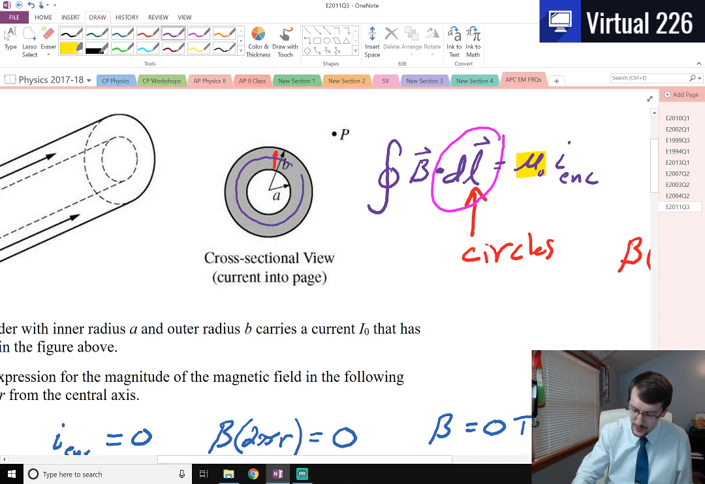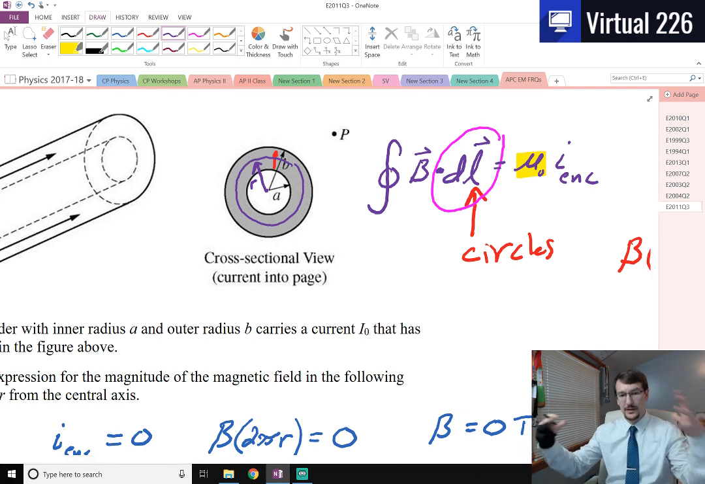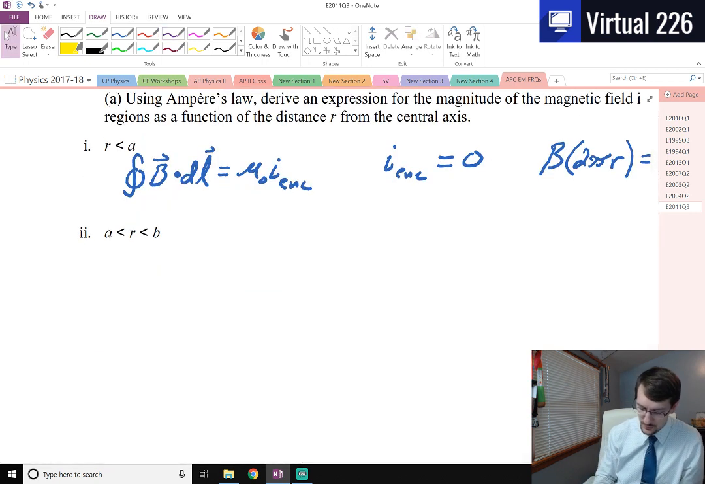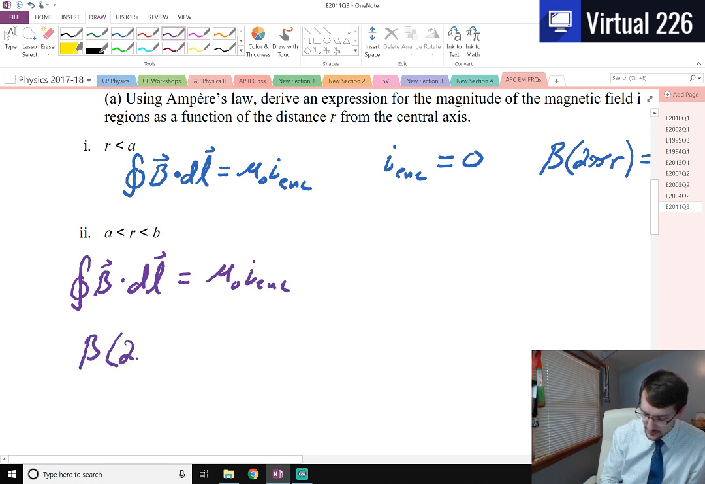Because at this point, when we draw our Amperian loops at some radius R, we are getting some amount of current going through. And that amount of current depends on how big that loop is going to be. So what we need to do here is look at a current density. We're still using the same equation, the idea that a closed integral of the B field through that circumferential length equals mu naught times I enclosed. And it's still going to give us B times 2 pi r equals mu naught I enclosed.